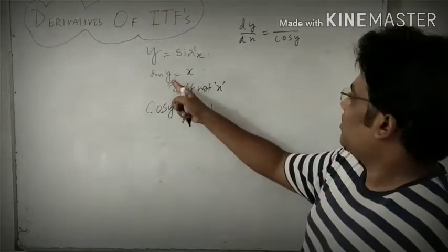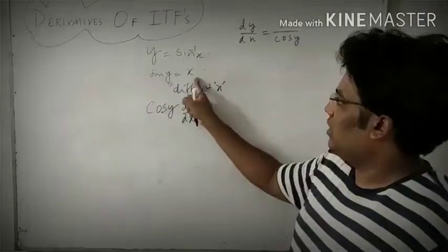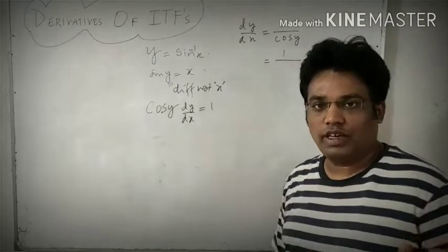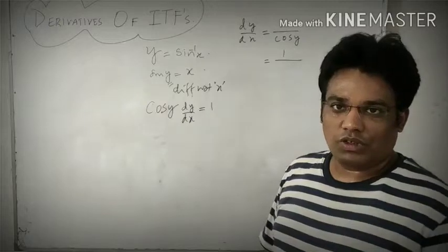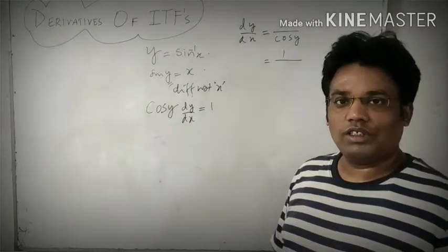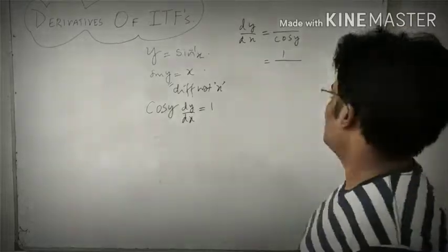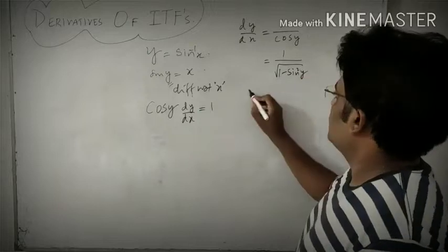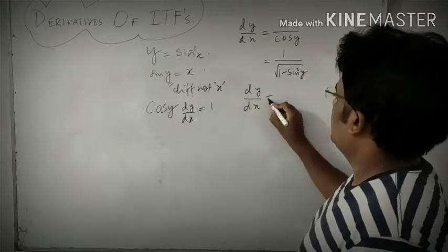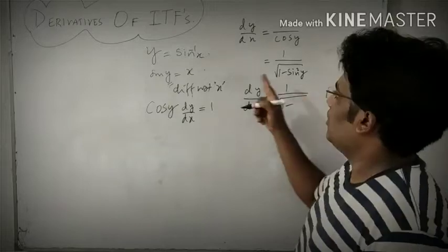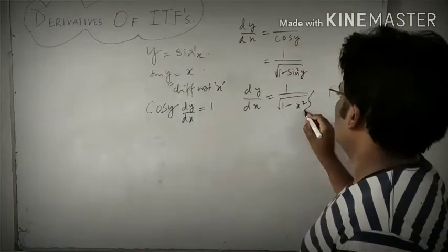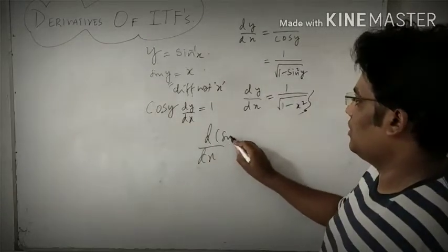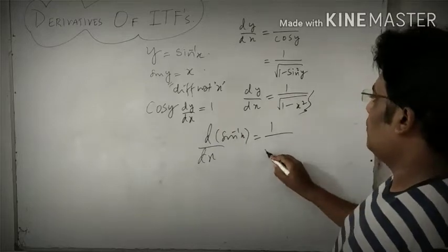You have a substitution for sine y. Sine y is x, but you have cos y. You know that sine square x plus cos square x equal to 1, so cos square x equal to 1 minus sine square x, and cos x equal to root of 1 minus sine square x. In the same way, cos y is root of 1 minus sine square y. So dy by dx equal to 1 by root of 1 minus, sine y is x, that is x square. So that's the derivative: d by dx of sine inverse x is 1 by root of 1 minus x square.